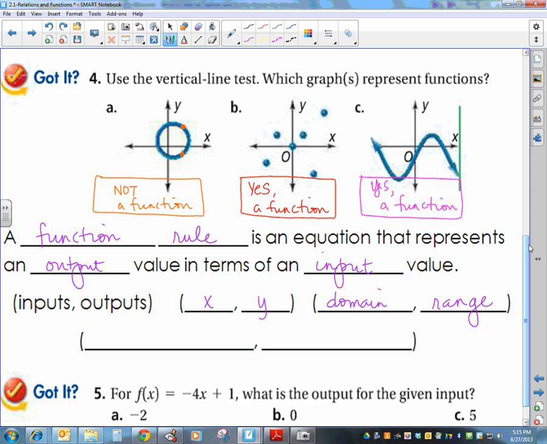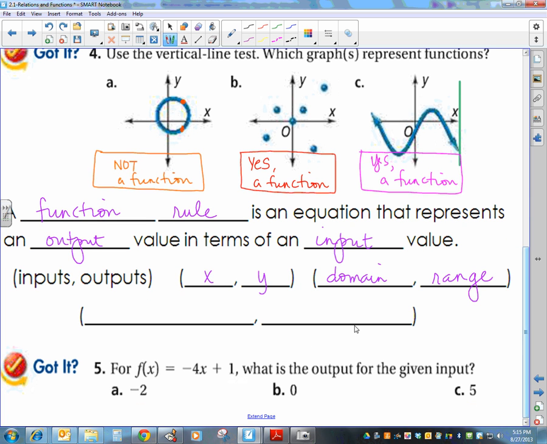Another word that you want to keep in mind that associates with these is that one of them is an independent variable and one of them is dependent. The independent is the one that I choose, which we usually choose the x to put into the y. So the x is more often the independent variable, and the y is the dependent variable.